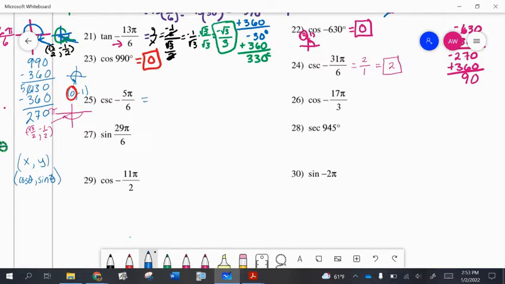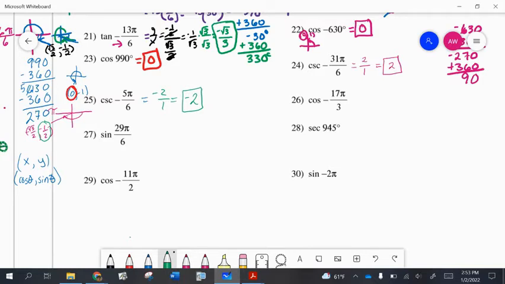So I want cosecant. Cosecant's the reciprocal of sine. So I'm going to grab the sine value, which is the y value, and I'm going to flip it. So it's negative 2 over 1, which simplifies to negative 2. Reciprocals are nice and fast. If you can find the original, you just do the flip of the fraction.